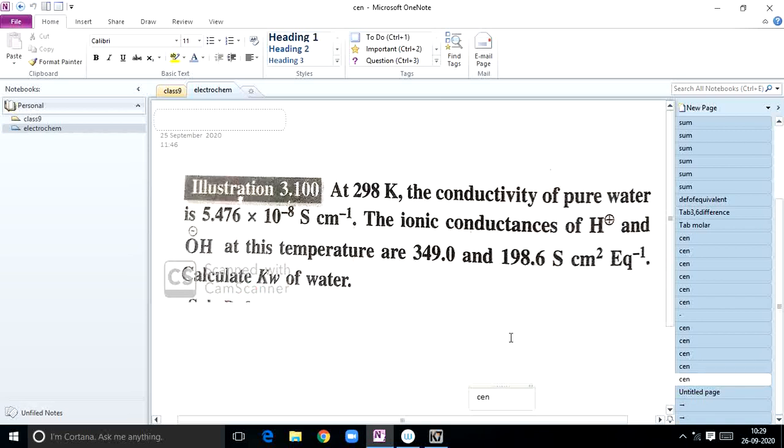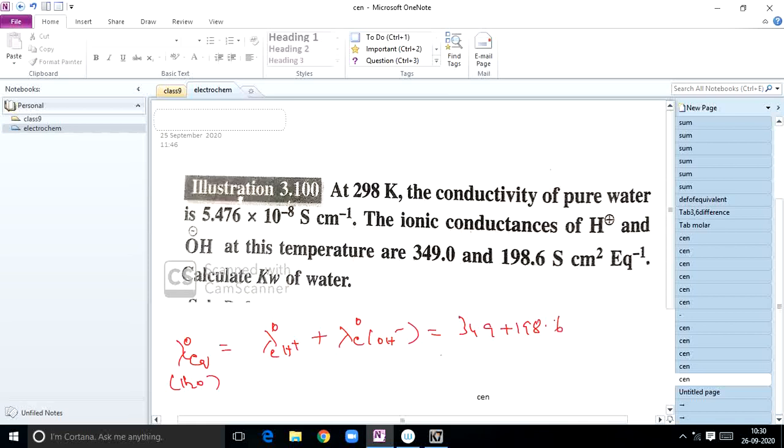This model also we did. Read the question. Lambda E naught is equal to lambda E naught of H plus plus lambda E naught of OH minus. This is related to water. So that is equal to 349 plus 198.6. If you do that, you will get 547.6 Siemens centimeter square equivalent inverse.